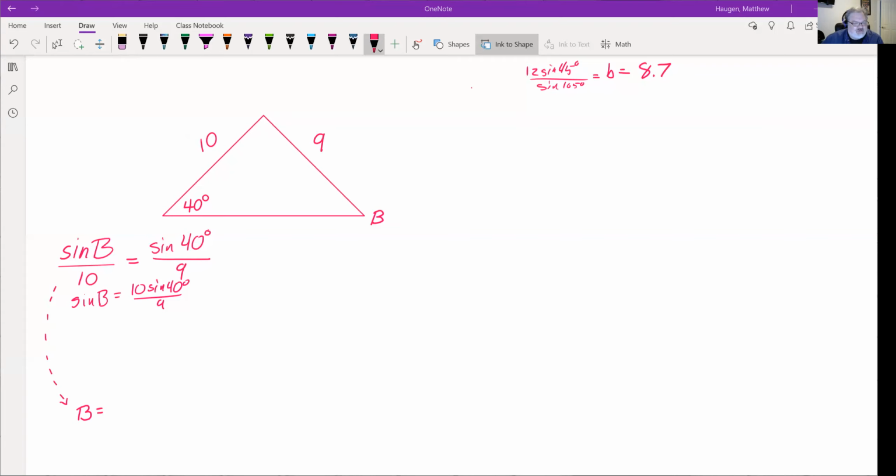Yeah, that's the ratio. But we have to take the inverse of each side to get rid of the sine, so it could be B equals something. How do we get that sine to go away? We know how to do that, right? Throw in a sine inverse there, and a sine inverse.